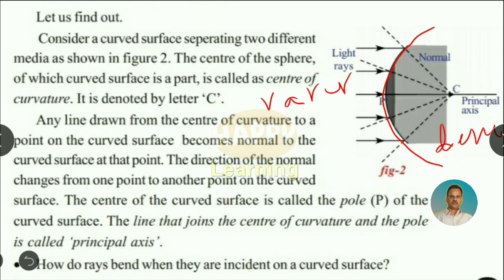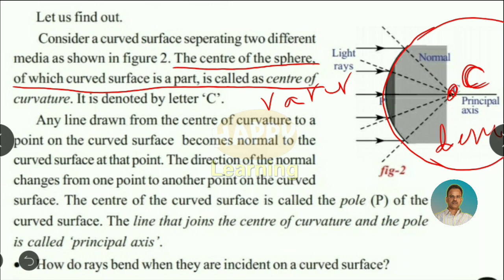The center of the sphere of which the curved surface is a part. If you extend the curve, you will find a circle, and the center of that circle is the center of curvature. So, the center of the sphere of which the curved surface is a part is called the center of curvature. It is denoted by the letter C.